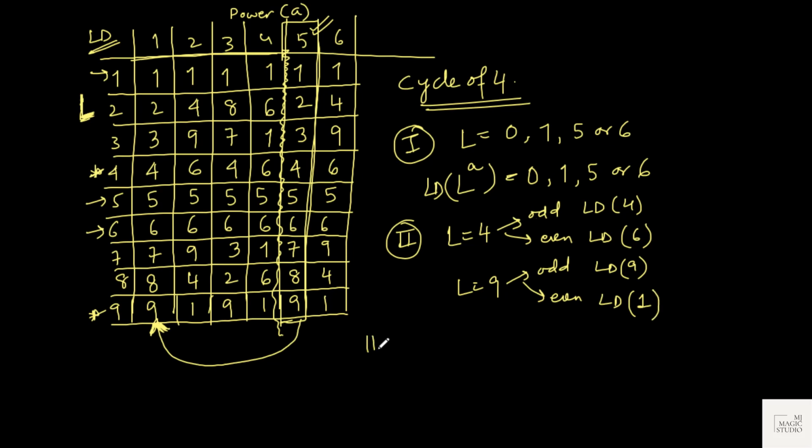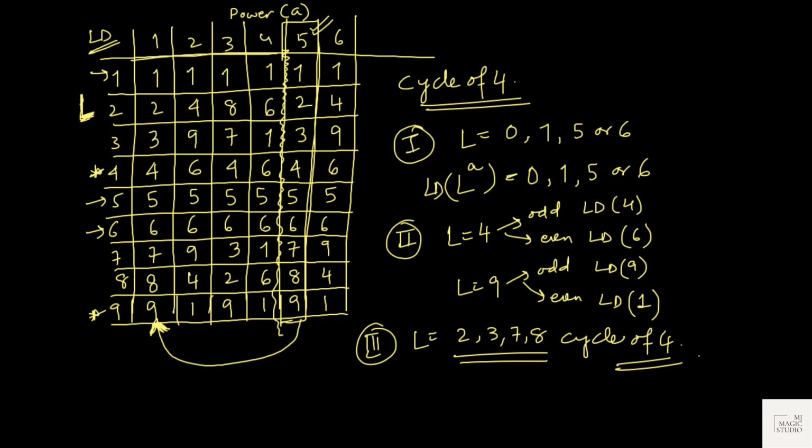Now in group 3, we have the remaining L's. What are those remaining L's? 2, 3, 7 and 8. And for this, we will follow the cycle of 4, and how, we will see next.